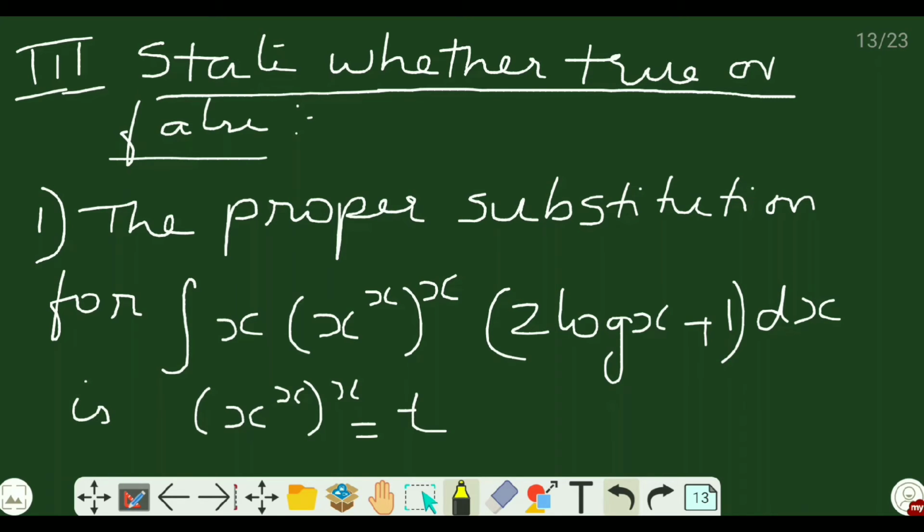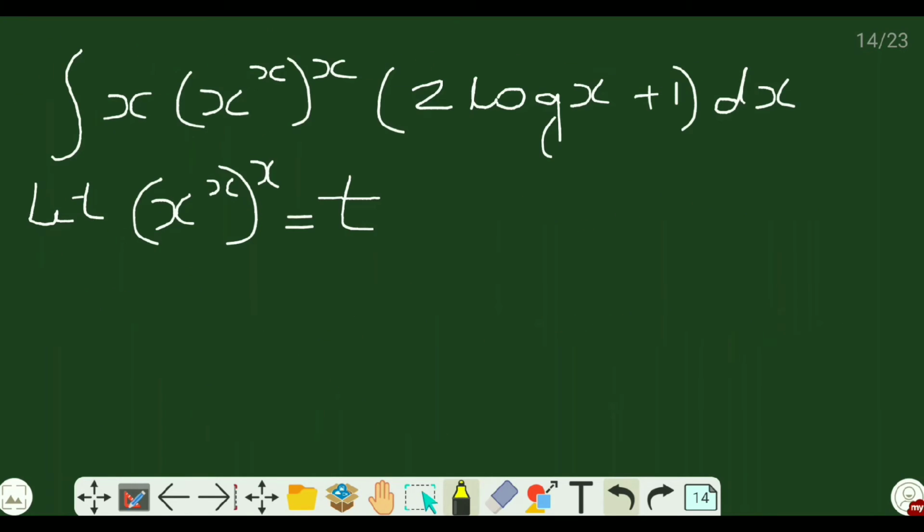So in this sum, the proper substitution for the integral of x raised to x the whole raised to x into 2 log x plus 1 dx is x raised to x the whole raised to x is equal to t. Did you understand the question? They are asking whether we can solve this question by substituting x raised to x the whole raised to x as t. Well, there is only one way to find out. The method is to actually do the sum and see if it can be solved by putting x raised to x the whole raised to x as t.